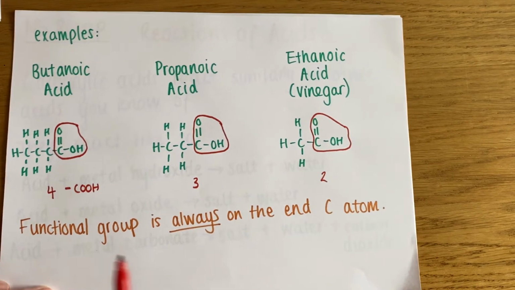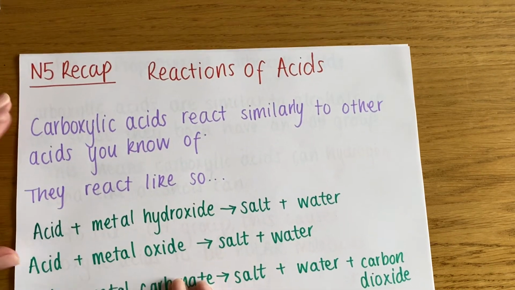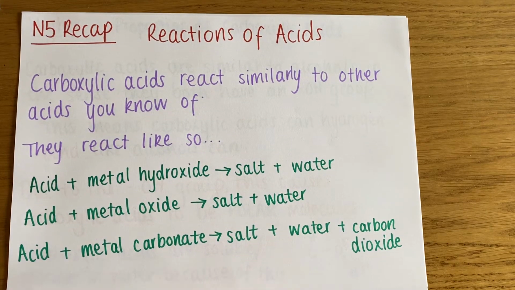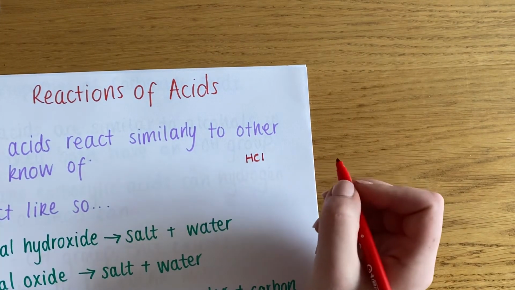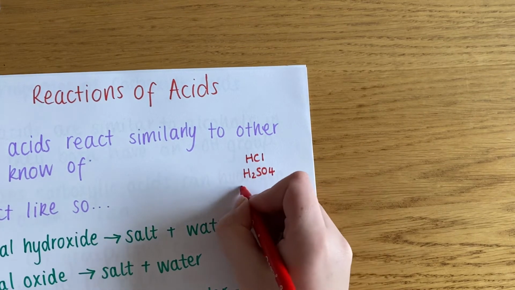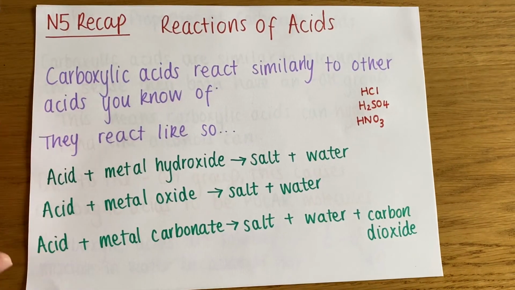Okay, so reactions then, again, National 5 recap, as you can see, you need to know your reactions and what they react with. So because carboxylic acids are obviously acids, they react the same as acids. Okay, they're just known to be a little weaker than the strong acids that you previously know, and the strong acids you know are HCl, hydrochloric acid, H2SO4, which is sulfuric acid, and HNO3, which is nitric acid. Those are the 3 that you need to know from National 5.